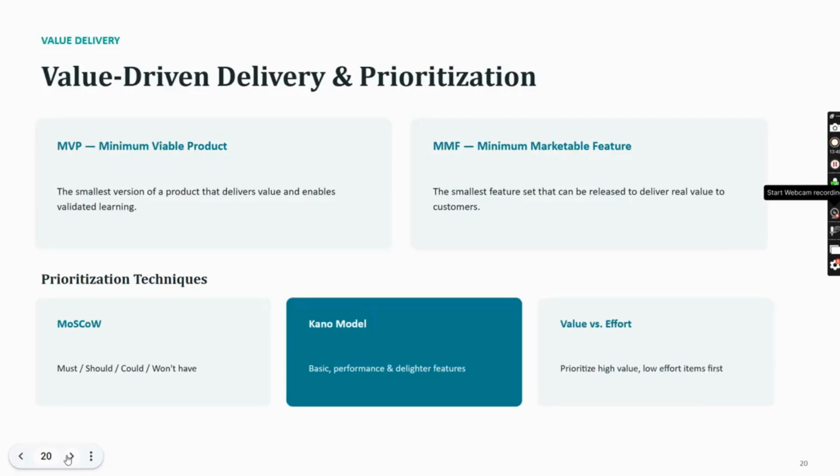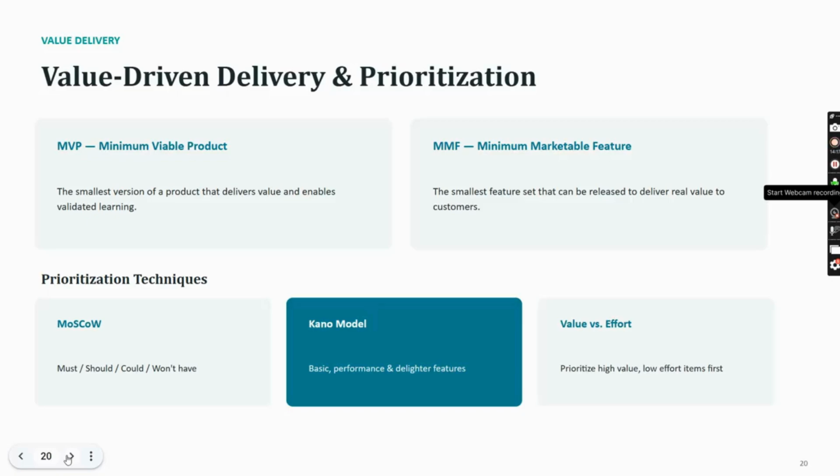Value-driven delivery and prioritization. Minimum viable product is most important: the smallest version of the product that delivers value and enables validated learning. For example, if you are developing a website and they ask for a complete website, you can split it into minimum viable products where you can give the login page, then the landing page, then the product page, and so on. You can deliver it by the smallest version.